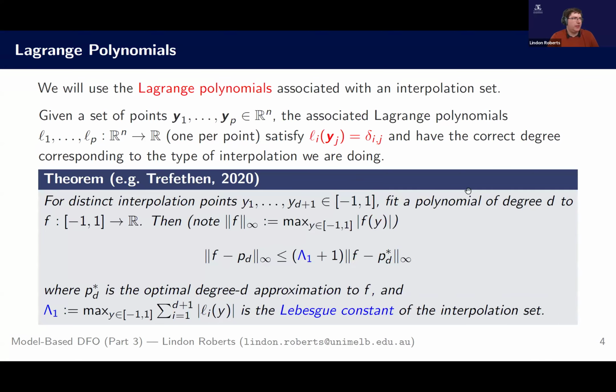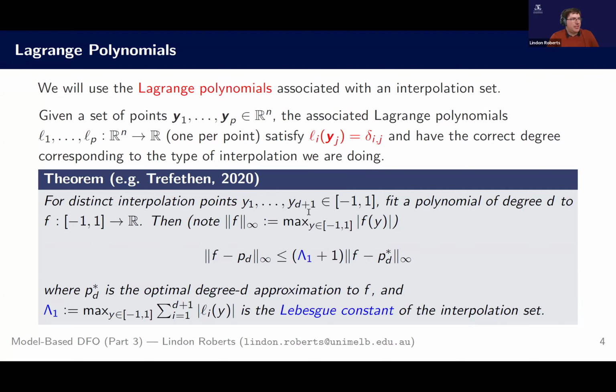There's a textbook that you can look at for more details. So this is looking at interpolation in one dimension, but looking at high degree polynomial interpolation in 1D. So let's suppose we've got d plus 1 distinct points between -1 and 1, and we've got a univariate function going from that interval to R.